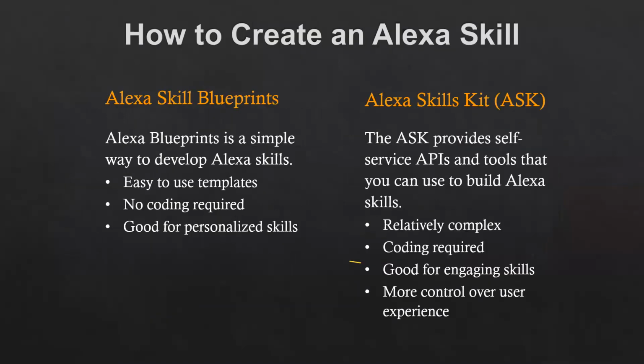Okay, now let's get into developing Alexa skills. There are two main ways to create an Alexa skill: through Alexa Blueprints and through the Alexa Skills Kit, or ASK. Alexa Blueprints is an easy way to develop Alexa skills without knowledge of code. It has easy-to-use templates, and it's good for personalized skills. For example, let's say on Father's Day you wanted to create a skill called Dad's Trivia, which had a bunch of trivia questions about your dad. Well, then Alexa Skill Blueprints would be the perfect thing for you.